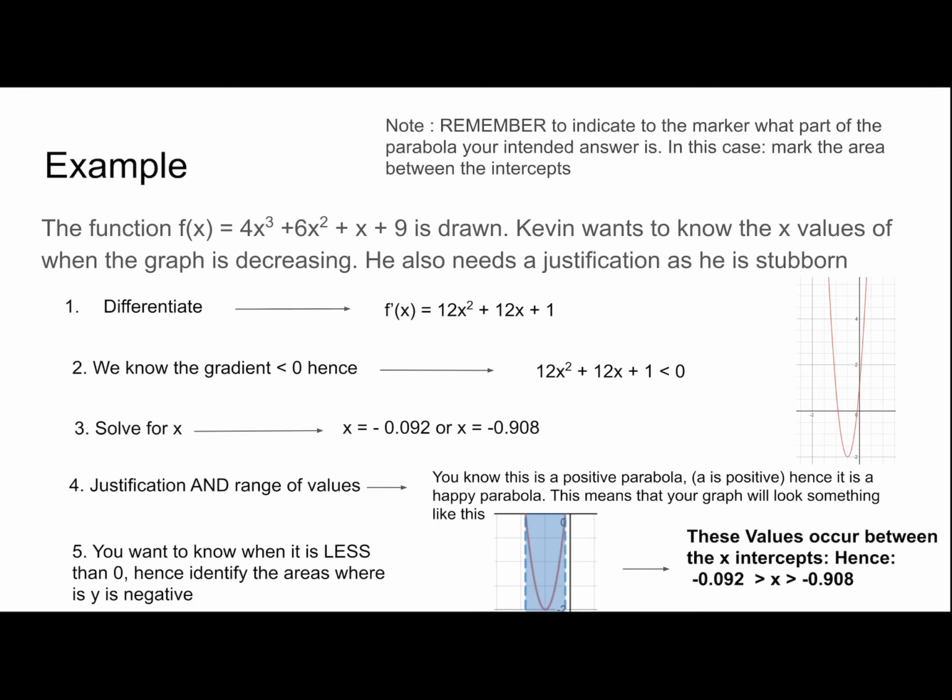And just a little note: remember to indicate to the marker what part of the parabola your intended answer is. In this case, mark the area between the intercepts. Like I've done with the blue highlighter here, I want you to mark the place where your intended answer is. Make some sort of reference so that the marker knows you understand where it is.